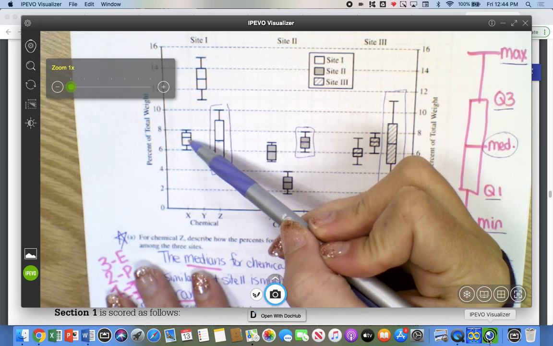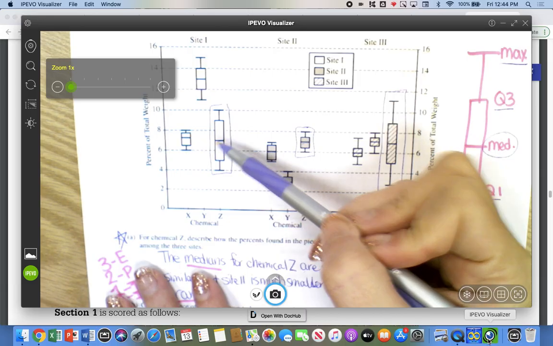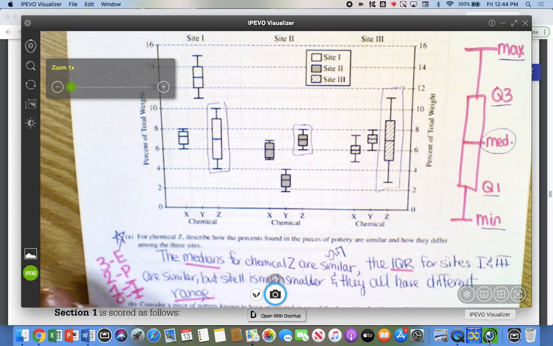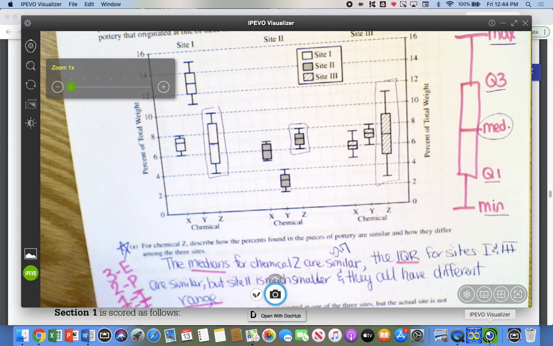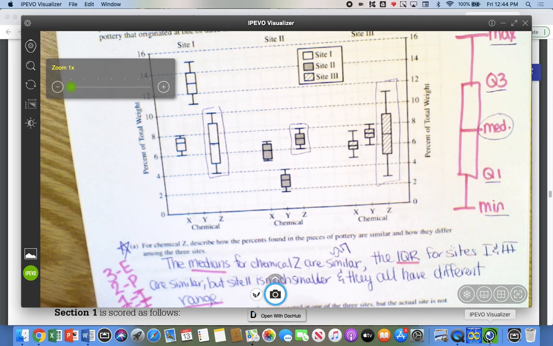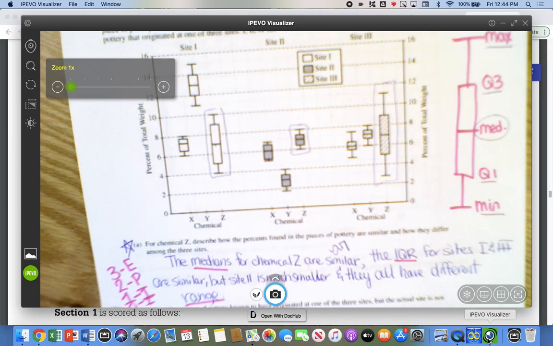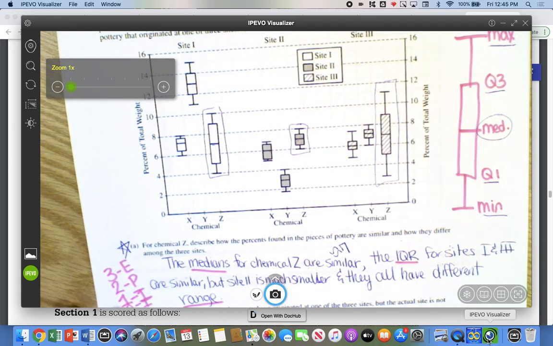what is 7 plus 13 plus 7? Because it said the percents added together is around 20. So for just site 1, if you add the medians, 7 plus 13 plus 7 gives you 27. That's definitely different than 20.5. Now, if you add the medians for site 2, what is 6 plus 3 plus 7? That's 16, that's a little short. But what happens when you add the medians on site 3?